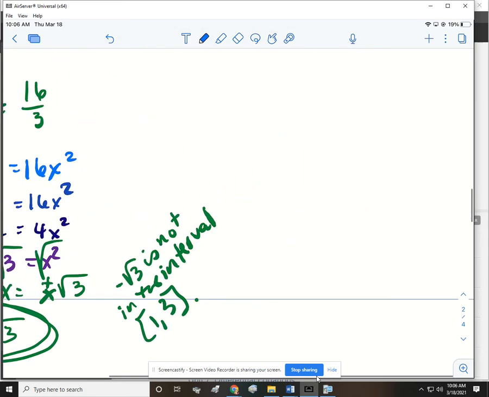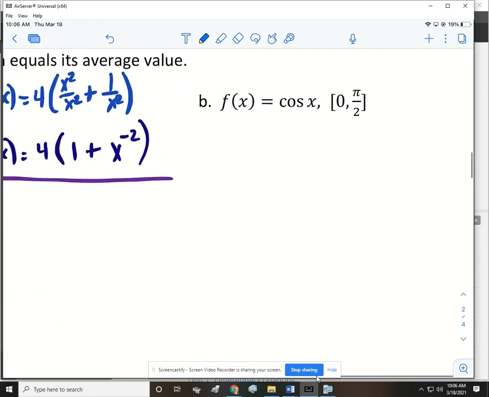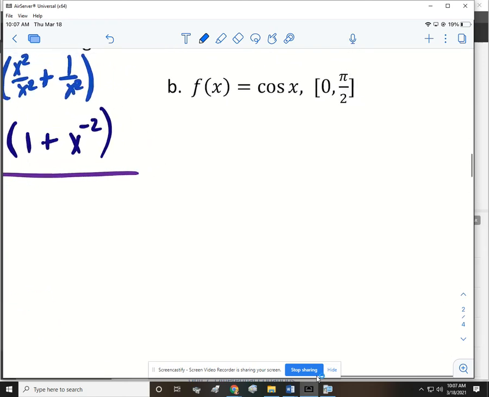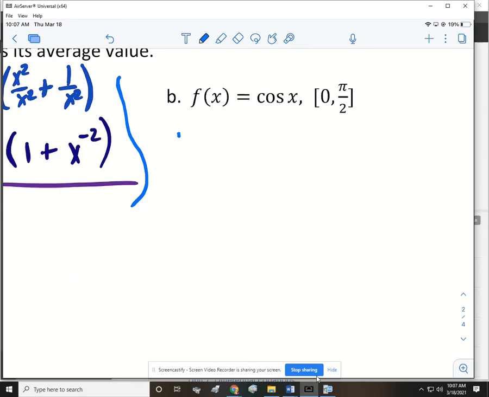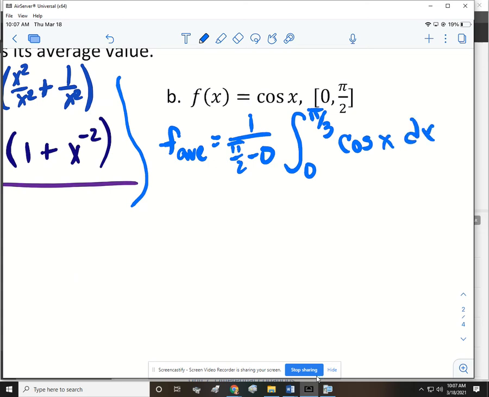Okay, we're going to do another one. We're going to do b over here. So for b, our function is the cosine of x, and our interval is from 0 to pi over 2. So don't let the fact that this one has trigonometry make you nervous. We don't have to change the function like we did on the last one. We're ready to go ahead and set up our equation where f average is equal to 1 over b minus a times the integral from a to b of our function, which is cosine of x dx.